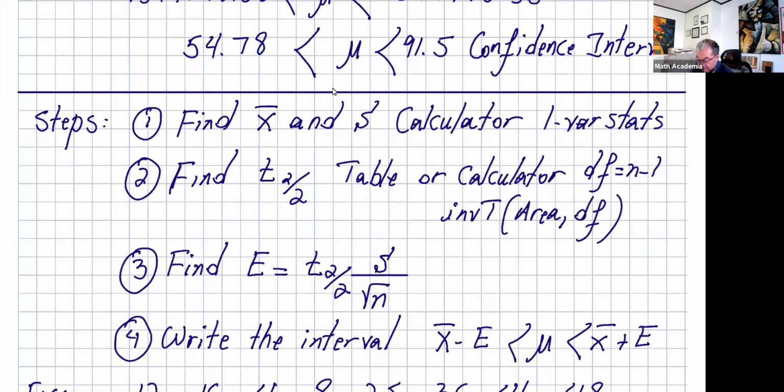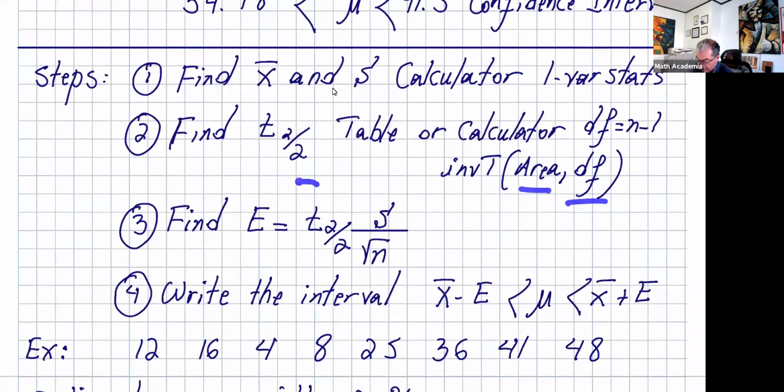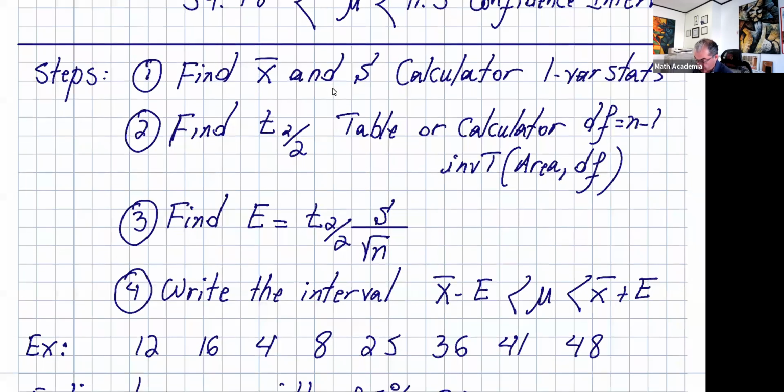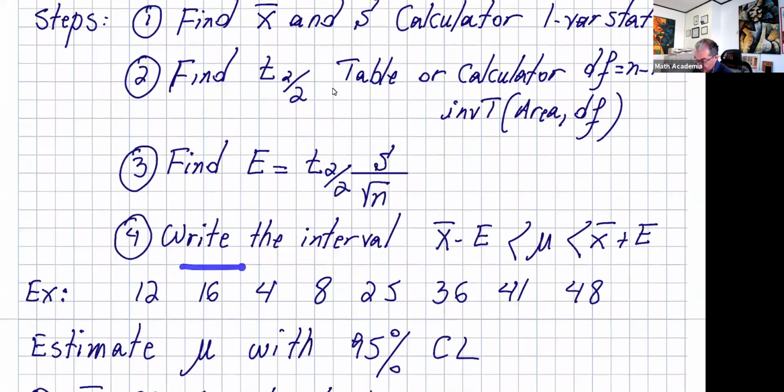And I put the steps for you. The first step for the same problem: find x bar and s using the calculator, 1-Var Stats. Find t sub alpha over 2. You can use the table or calculator, knowing the degrees of freedom is n minus 1. So you do inverse t with the area and degrees of freedom. Then calculate the error, and once you have E, write the interval.